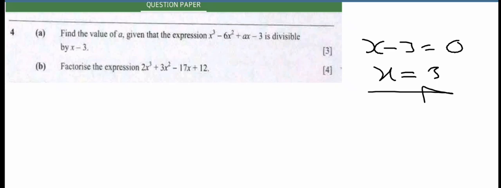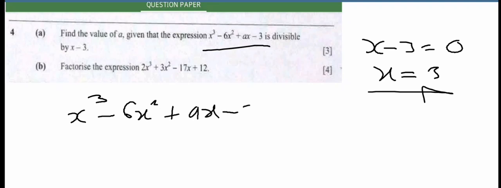Now the next step, you need to rewrite the expression that you have been given in the question, which is x^3 minus 6x^2 plus ax minus 3. To answer this question, you need to use what we call the remainder theorem. The remainder theorem says that when you solve the divisor for x, then the value that you get, if you plug it in where you have x, the remainder is going to be equal to 0.